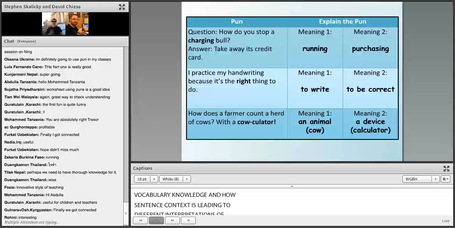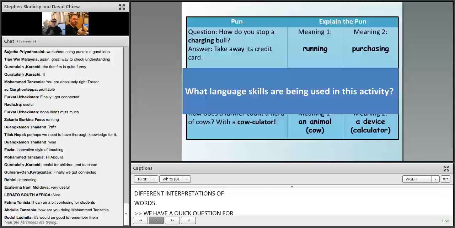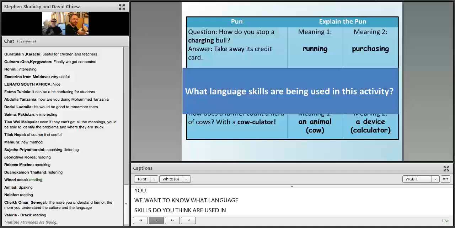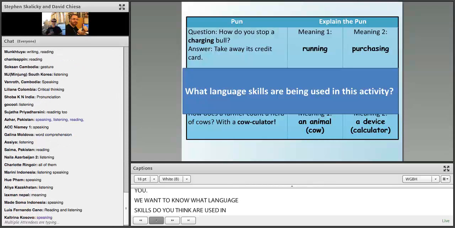We have a quick question for you. We want to know, what language skills do you think are being used in this activity? By language skills, we mean things like speaking, reading, right? Yeah. So we see speaking, listening, reading, critical thinking, yeah, pronunciation, reading, all of them. I like that answer, all of them. That's what we think too.